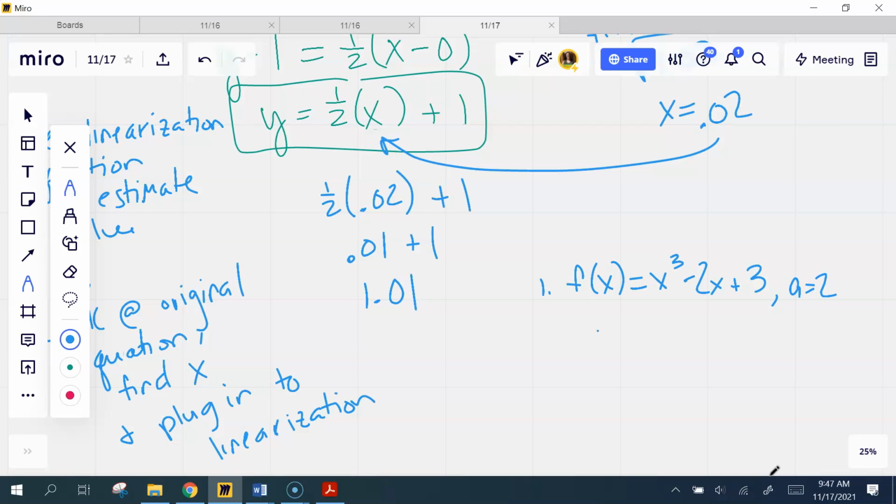This just means find the equation of the tan line at x equals 2. That's all they're asking you. So just get past the wordiness of it, which is so much of calculus anyway. Get past the wordiness.